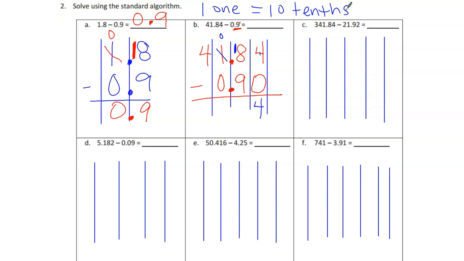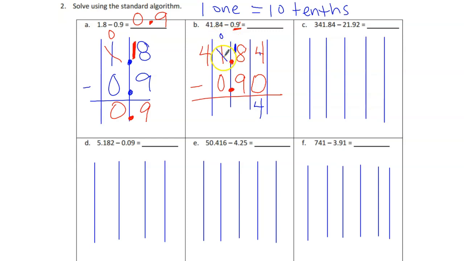Please remember we talked about this. Whenever you have a place value unit to the left, it's always going to be 10 times greater than the adjacent place value unit to the right. So my ones place is 10 times greater than my tenths place. Therefore, 1 is equal to 10 tenths.